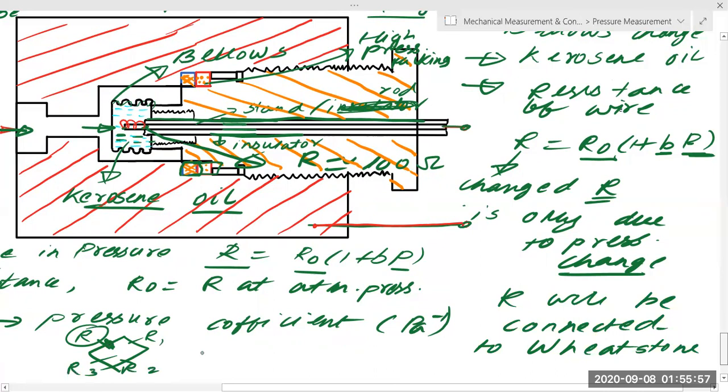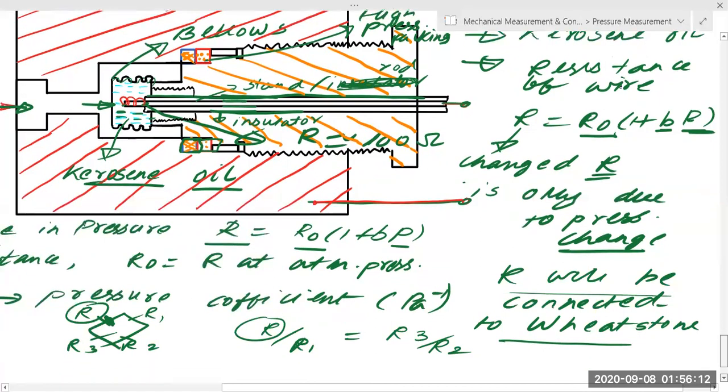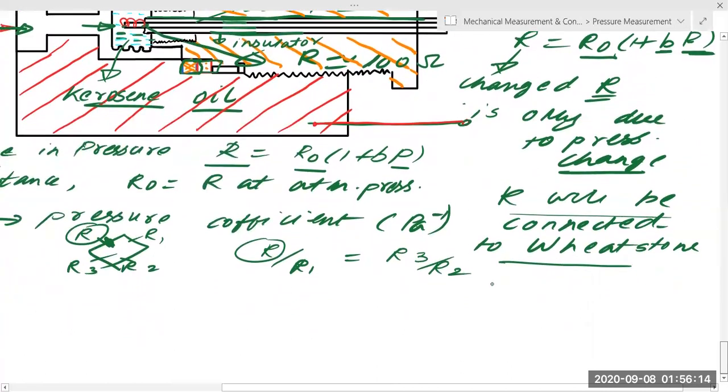So initially all will balance each other. R by R1 will be equal to R3 by R2, whatever you want to say. Whenever there is a change in resistance, this bridge will unbalance. And when this bridge unbalances, it will be connected to a galvanometer, and this galvanometer will actually measure the induced voltage.